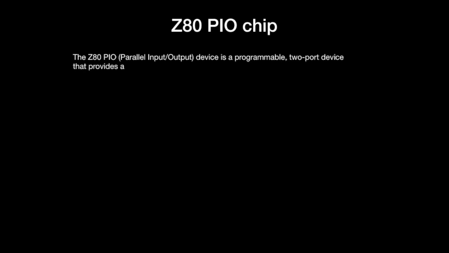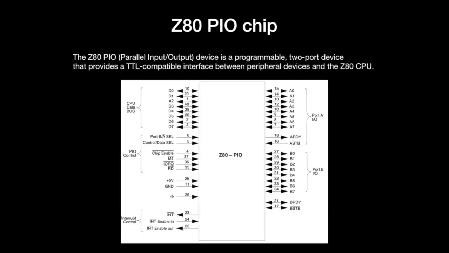Hi, the PIO chip is a good friend of the Z80 CPU. It's a two-port programmable parallel input-output device that provides a TTL-compatible interface between peripheral devices and the Z80 CPU. The pin assignment looks like this.